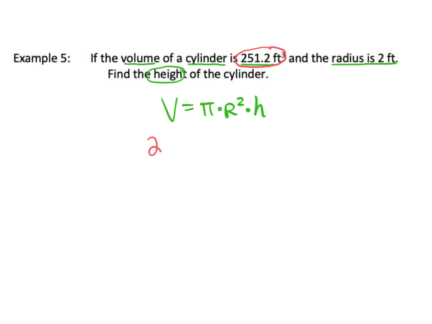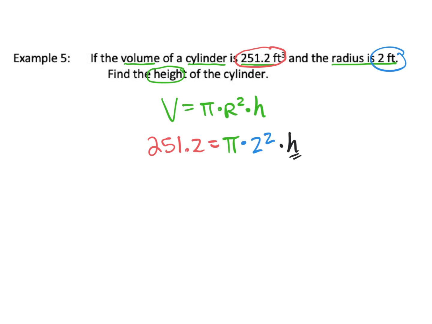So again, my volume is 251.2 equals, pi is pi, right? And then we have a radius of 2. So we're going to have radius squared. Our radius is 2. Let's put in a 2 instead of just r. So we have 2 squared times height. And we're looking for the height.